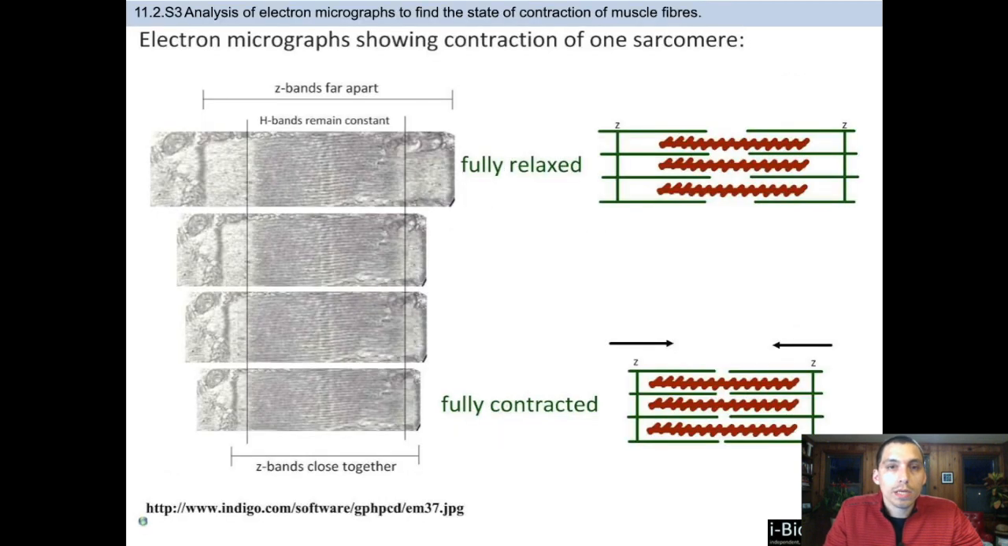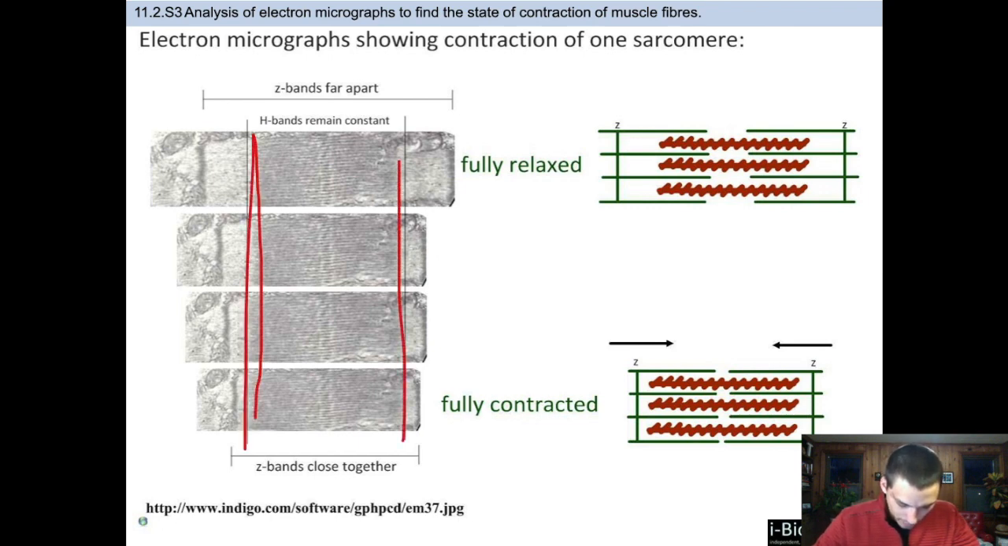So again, here are some electron micrographs. You need to be able to look at images like the ones we have here on the left and be able to infer from those images what the state of contraction of the muscle fibers is. As we can see here, the H bands remain constant. So it goes from here to here. If you remember from that earlier slide, the H bands are the same as the dark bands. That is where the myosin is. So the myosin is contained within the H bands.